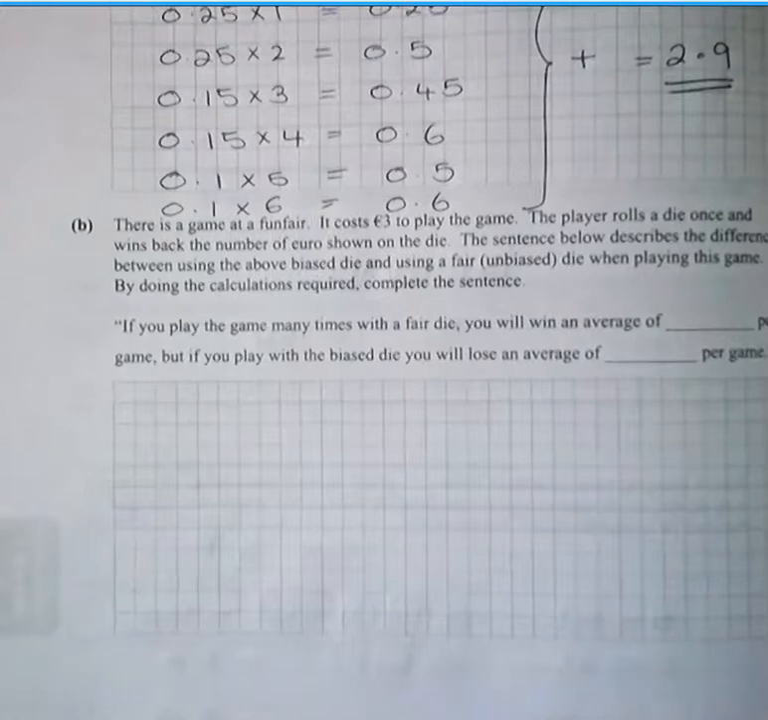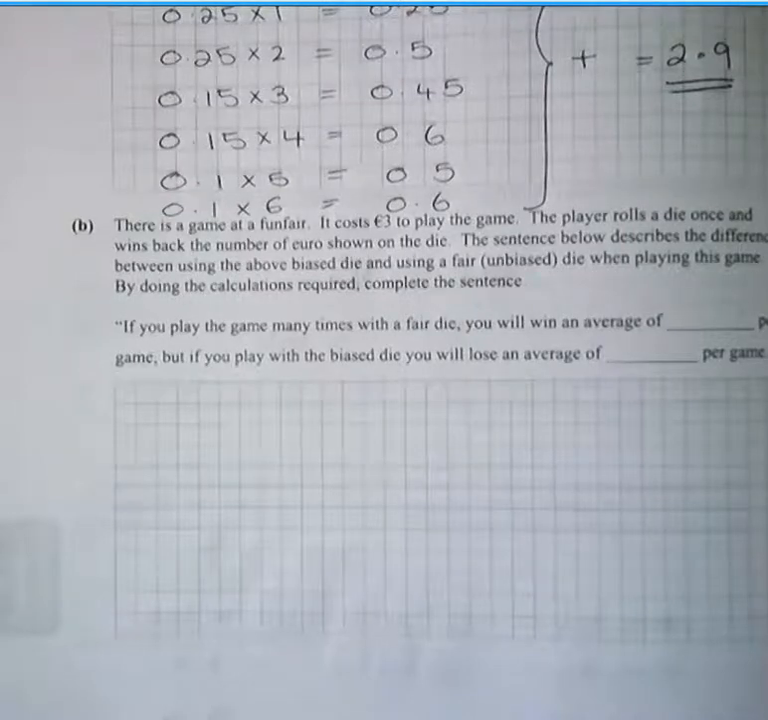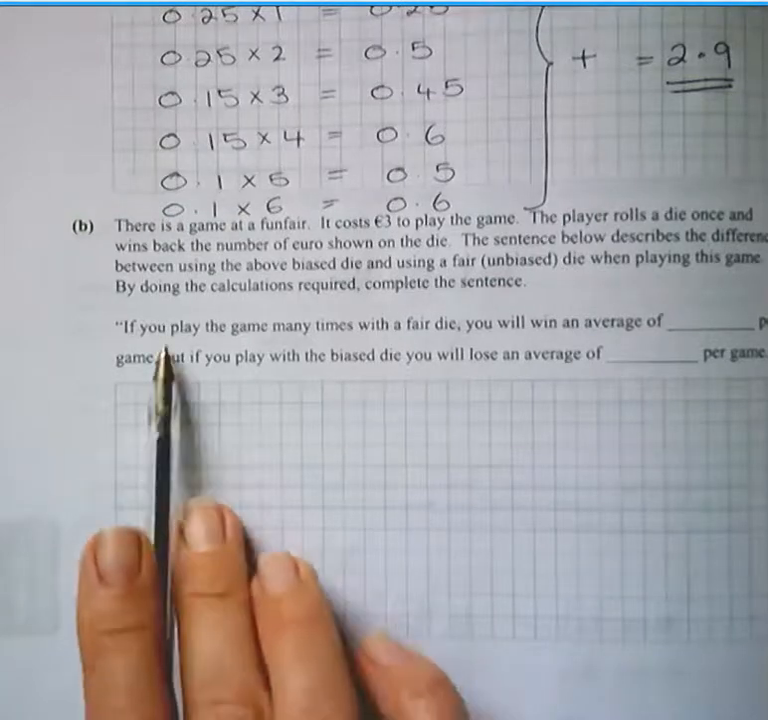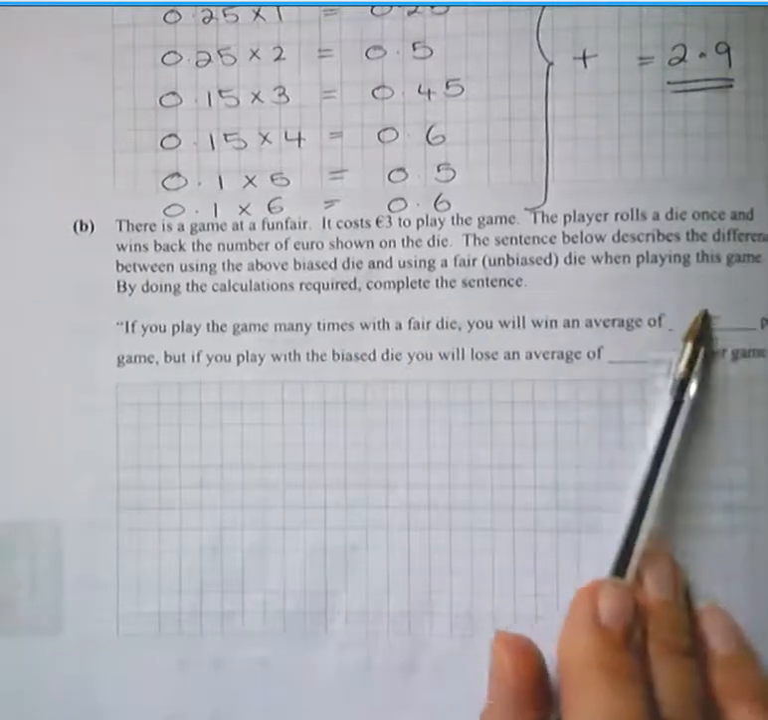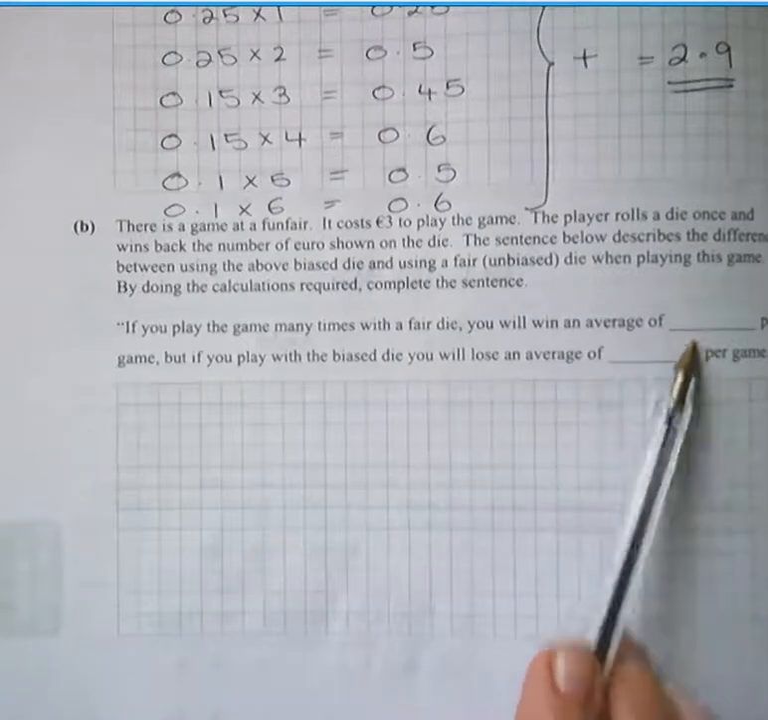Part B, it says there is a game at a fun fair. It costs €3 to play the game. The player rolls the dice once and wins back the number of euros shown on the dice. The sentence below describes the difference between using the above biased die and a fair dice when playing the game, by doing the calculations required to complete the sentence. So if you play the game many times with a fair dice, you will win an average of some amount per game. But if you play it with the biased dice, you lose an average of something.